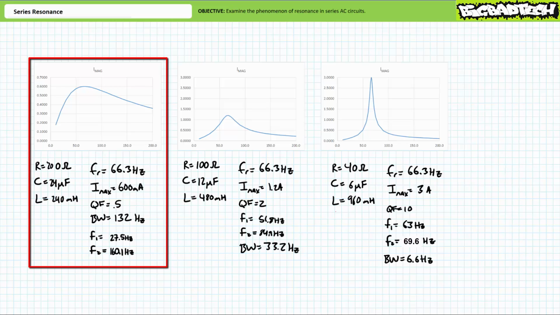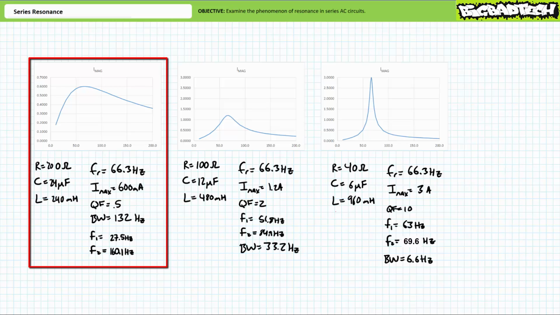It has a quality factor of 0.5, meaning at conditions of resonance, the impedance of the reactive components are only half that of the resistor. In this case, half of 200 is 100 ohms. This implies the circuit has a wide bandwidth of 132.6 Hz, meaning it's super permissive, i.e. extremely non-selective.